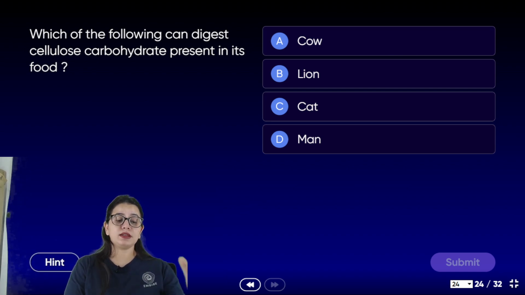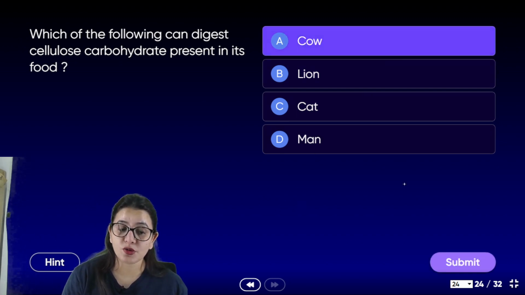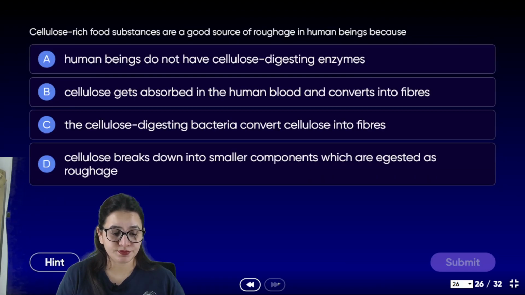Yes, which one among them has a capability to digest the carbohydrate? I guess it's a ruminant, it has to be a cow. That's the correct answer. Next question.